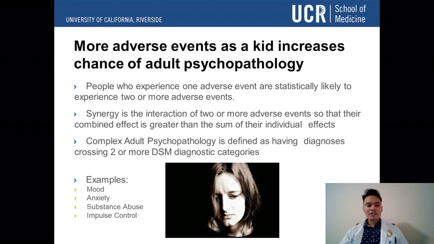Here they defined complex adult psychopathology as having diagnoses crossing 2 or more what are called DSM diagnostic categories. Examples they looked at included mood, anxiety, substance abuse, and impulse control.